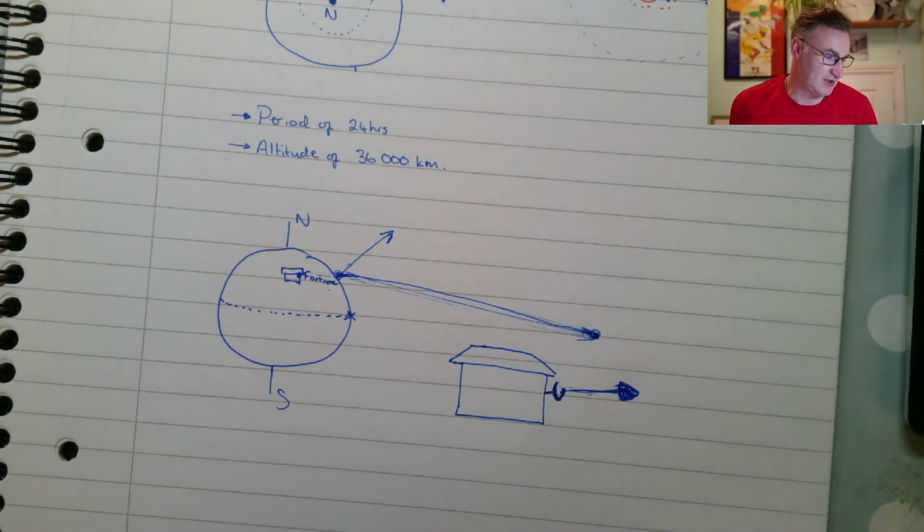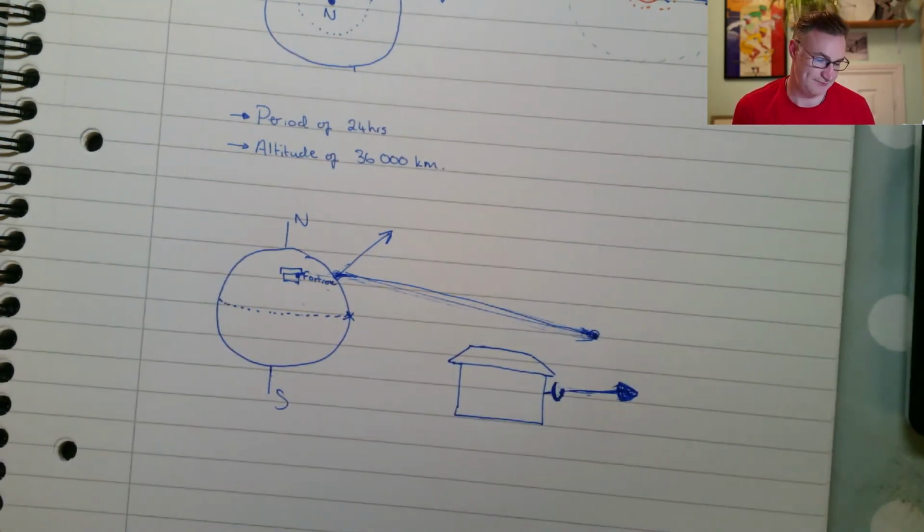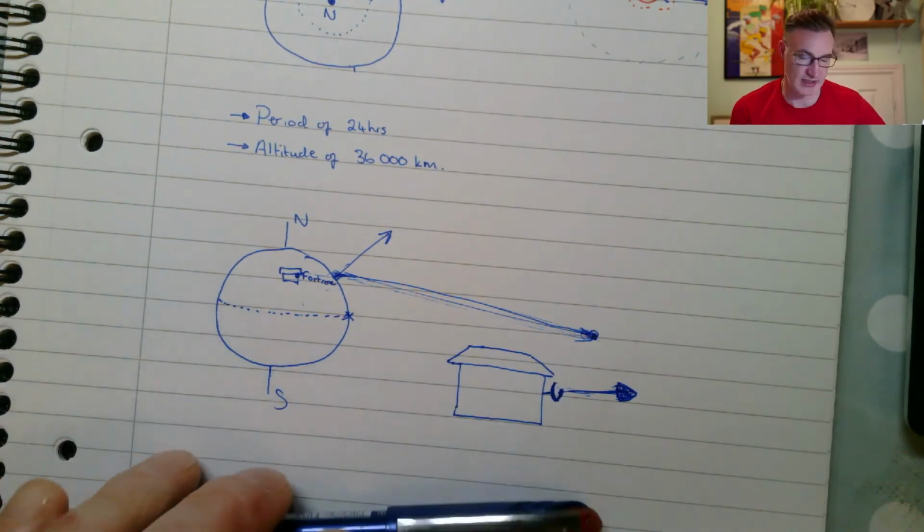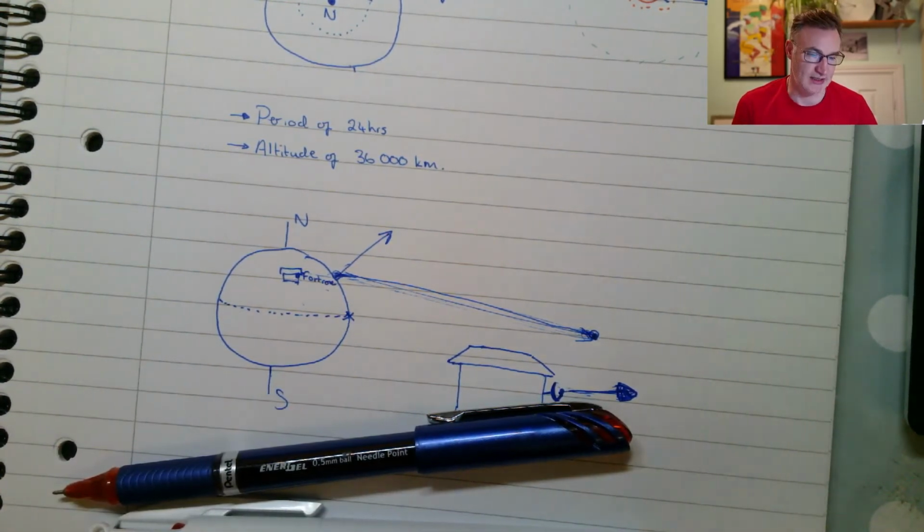Now, the advantages of having a geostationary satellite: if you're watching your favourite show on Sky TV or whatever, and your satellite is in a polar orbit, if this is you here, it's going to be fine when it's coming from the South Pole up to around here. You've still got a line of sight of the satellite, that's fine.